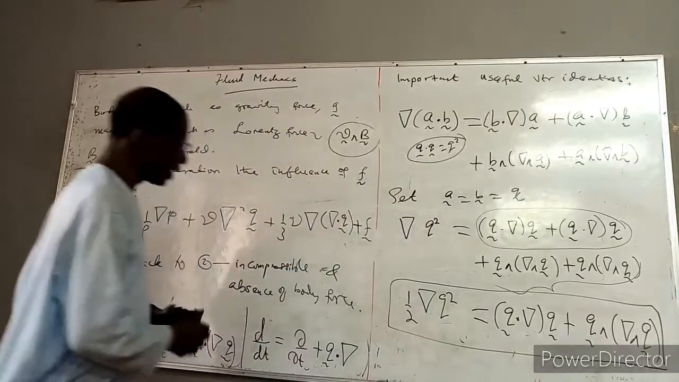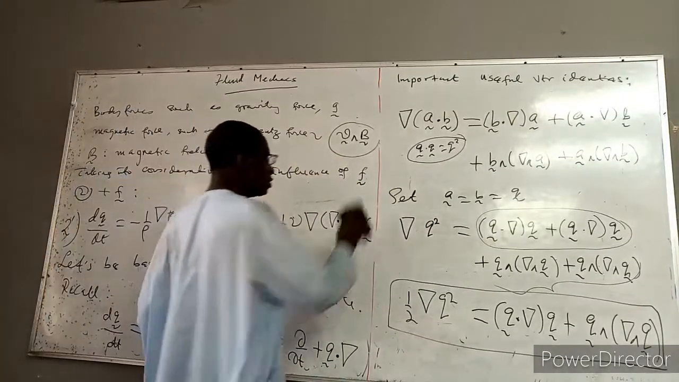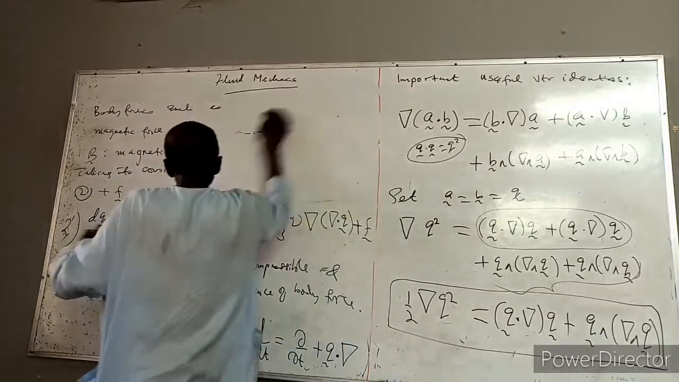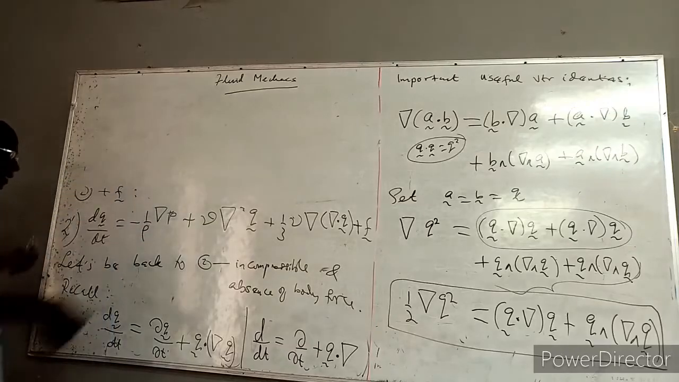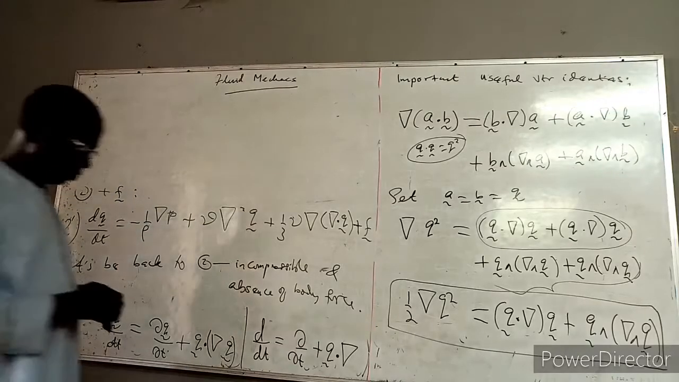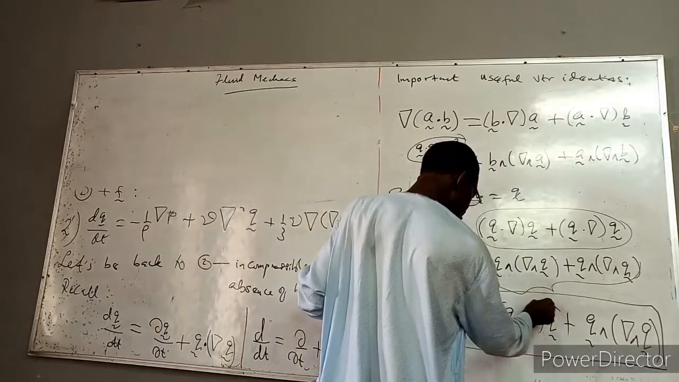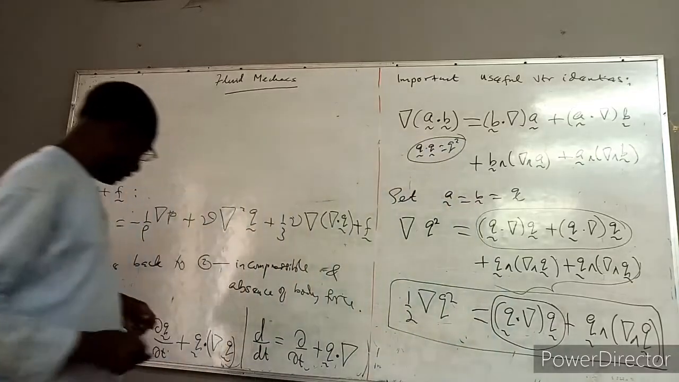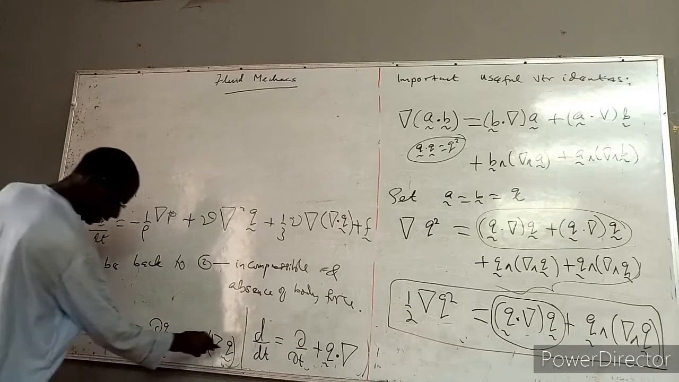So this expression is well established. So we are now going to reconsider our Navier-Stokes equation. Let us now make some substitution because this is what I want to do. I want to substitute for this expression in the Navier-Stokes equation. See it. This is the expression I want to substitute for.